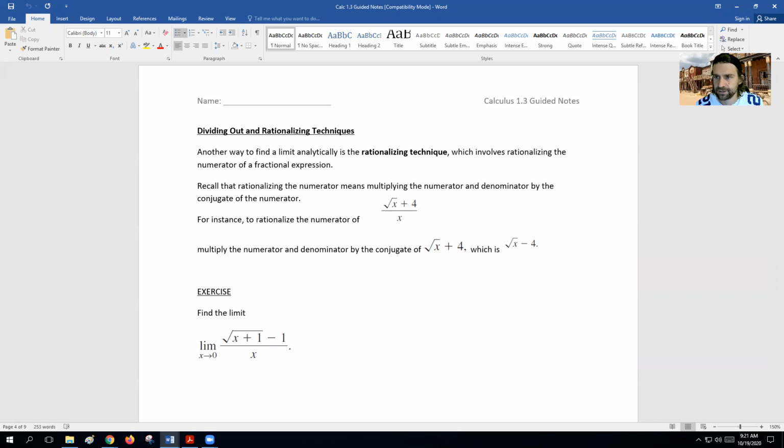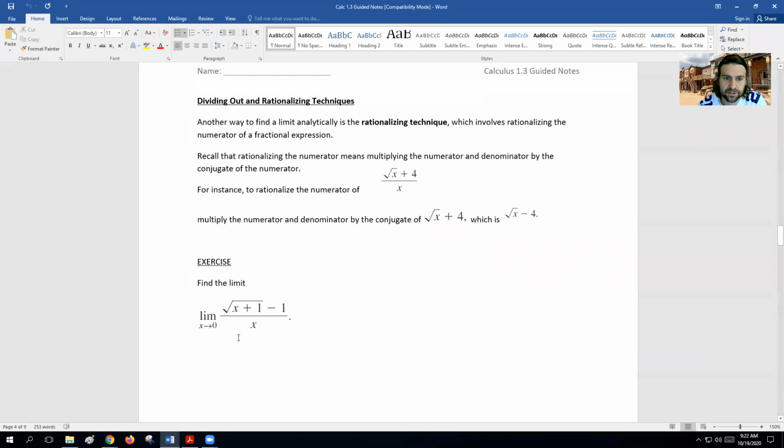So this is part 3, and we are going to be dividing out and rationalizing these limits now. Before, we could just factor something out and eliminate. Now we're going to go through how we can still find the limit if something doesn't factor out. That typically happens when we're looking at rational expressions, which are fractions, or even when we have square roots. So we're going to use the conjugate to help us out.